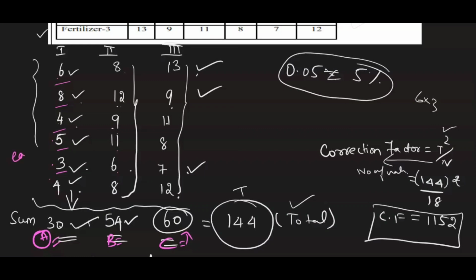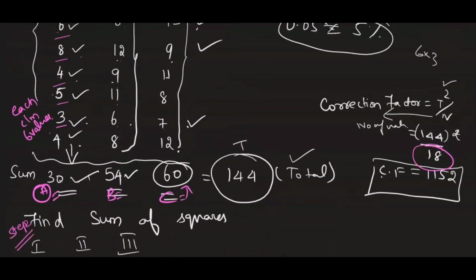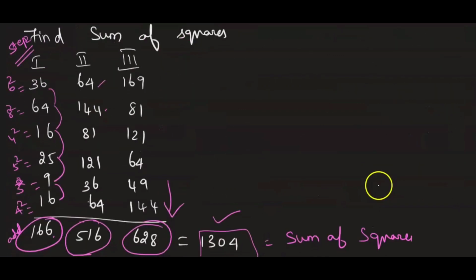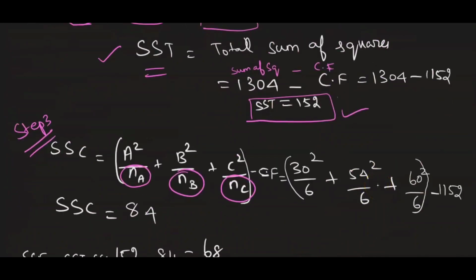In each column we have 6 values. Total, what we calculated in the beginning, is the total number of values. Now, each column, fertilizer 1, has 6 entries. So what are we going to do? Add all these values. This is 30. So, 30 squared divided by 6.